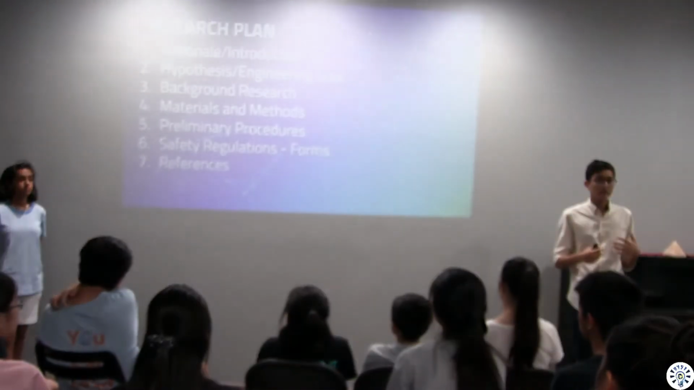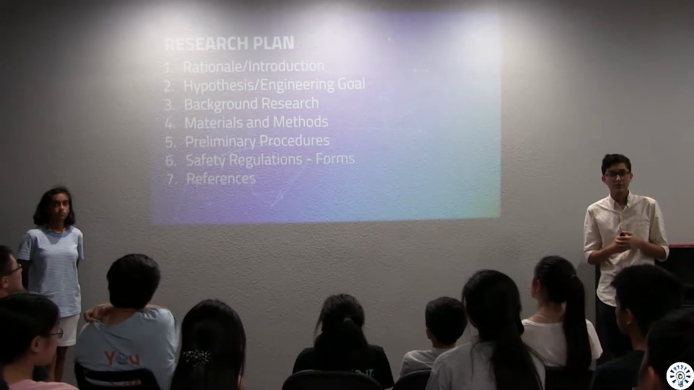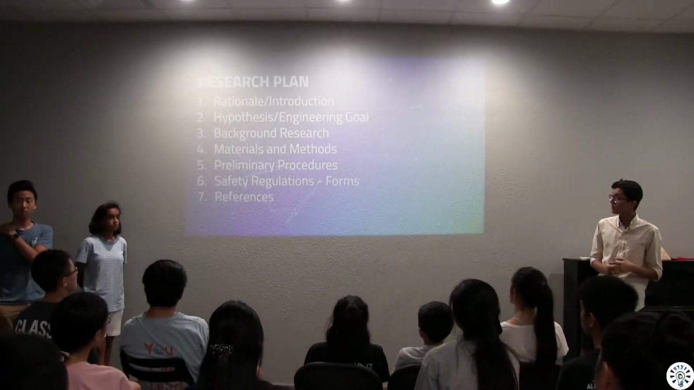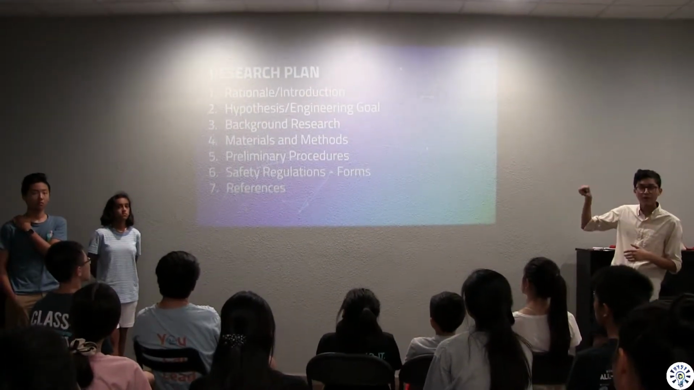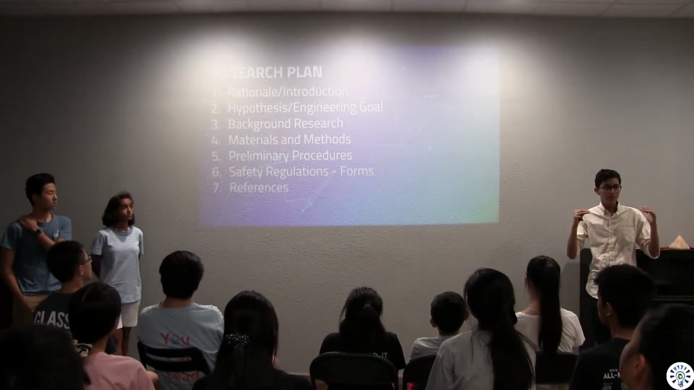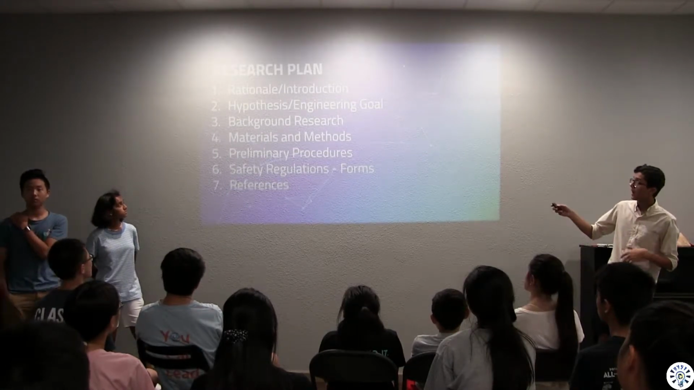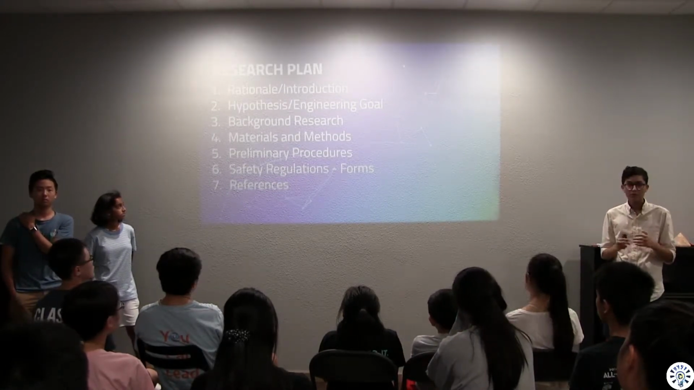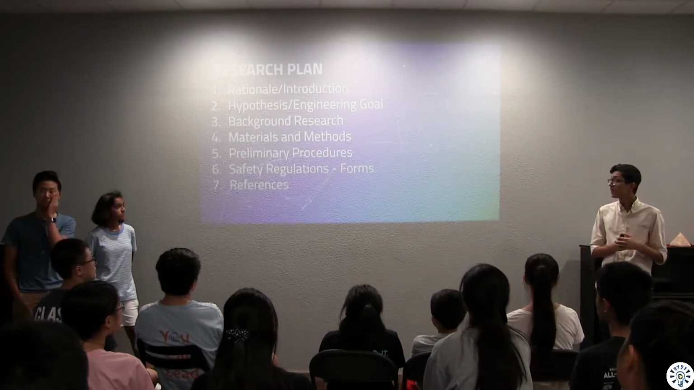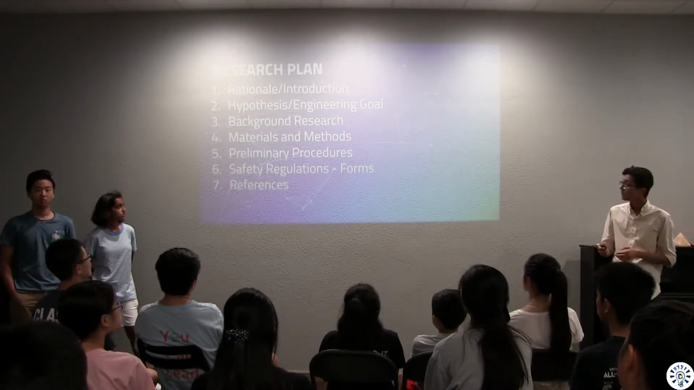So the first step is going to be the rationale and introduction, and I'll go over all of these in more depth later. The second is going to be the hypothesis and your expected outcome, your engineering goal. Third will be your background in research and other types of research that you need to do for your project. Fourth will be your materials and methods. And then fifth, coming off of that vein, is the main preliminary procedures that you're going to get from those materials and methods. And sixth is safety regulations and forms, and that's more of the grunt work, but it needs to be done. And seven is going to be your references.